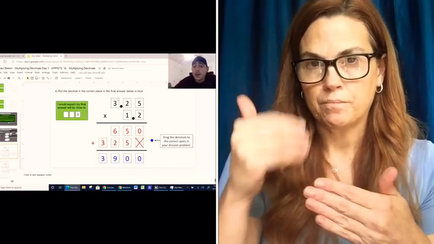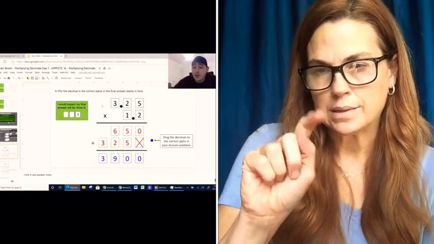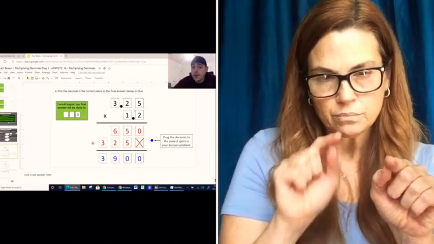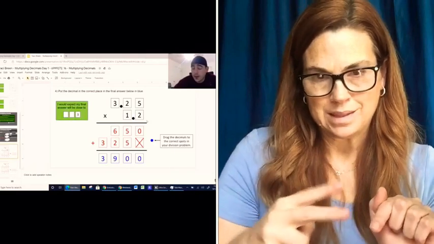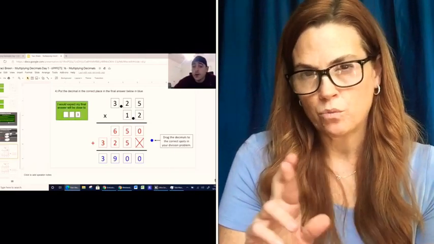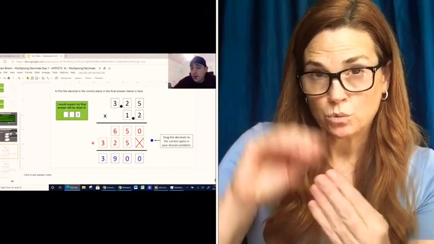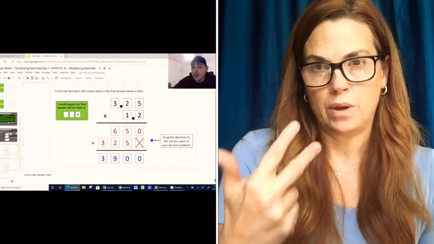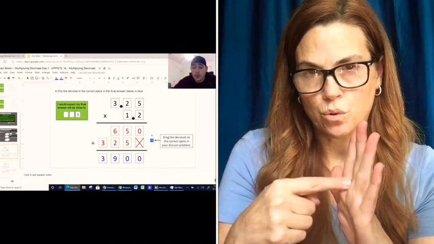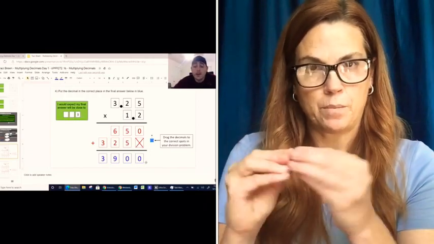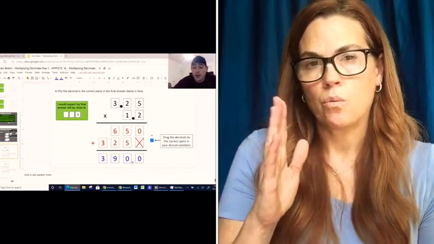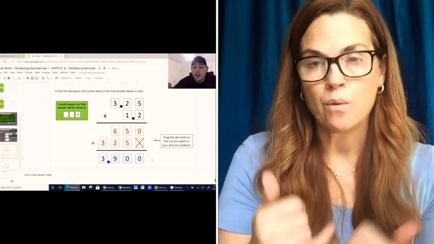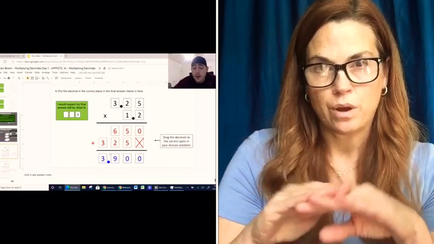So then after we do our estimation, we look over here and we say I have 2 digits to the right of my decimal in my first factor, and then I have 1 digit to the right of my decimal in my second factor. So I have 1, 2, 3 digits all together to the right of my decimal. So my final answer should have 3 digits to the right of the decimal. So I click on the decimal and I drag it. And so I'm going to go 1, 2, 3. Now I have a total of 3 digits to the right of my decimal.